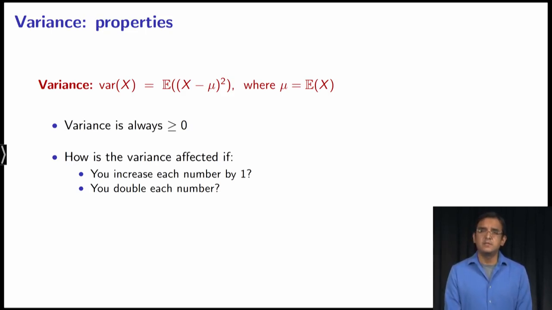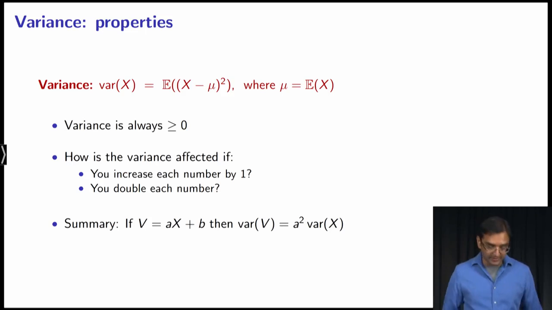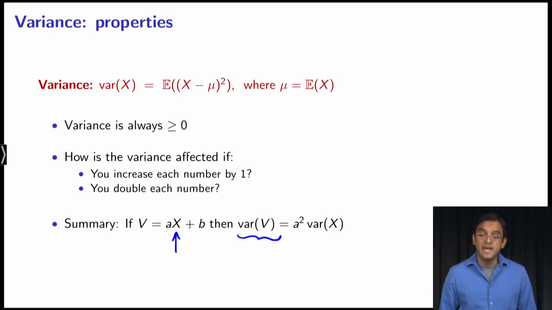What happens if you double each number? Well, if you double the numbers, then the spread also gets doubled. So the standard deviation is doubled, which means that the variance, which is the square of the standard deviation, gets multiplied by 4. Okay? So let's summarize this by a general formula. If you have a random variable x, and then you define a new variable, which is something like 2x plus 1, or in general, ax plus b, then the variance of this new variable is a squared times the variance of x.